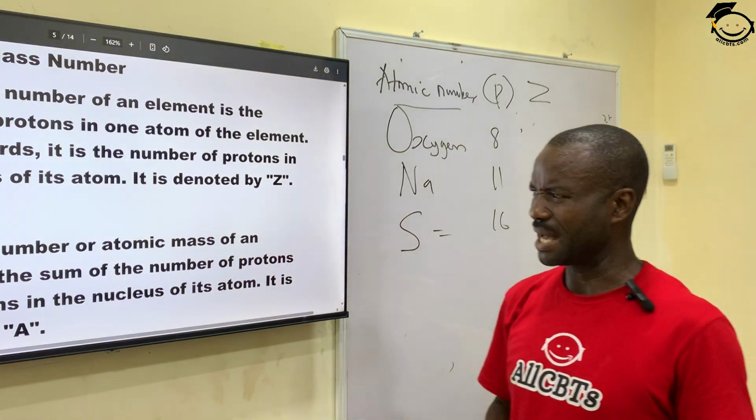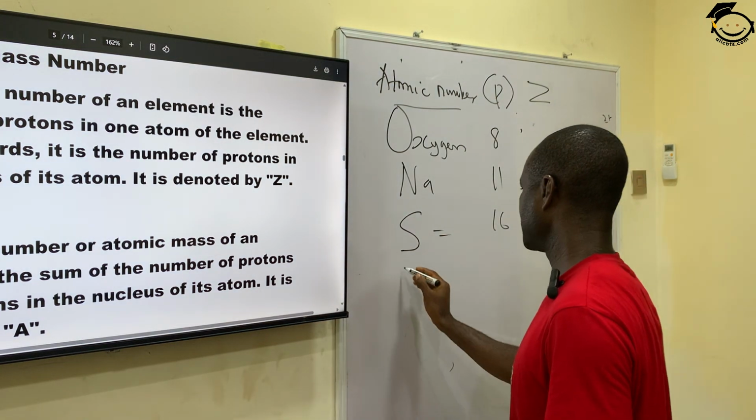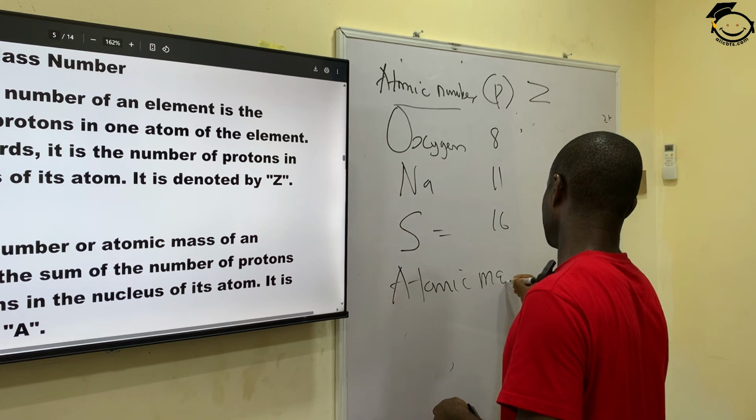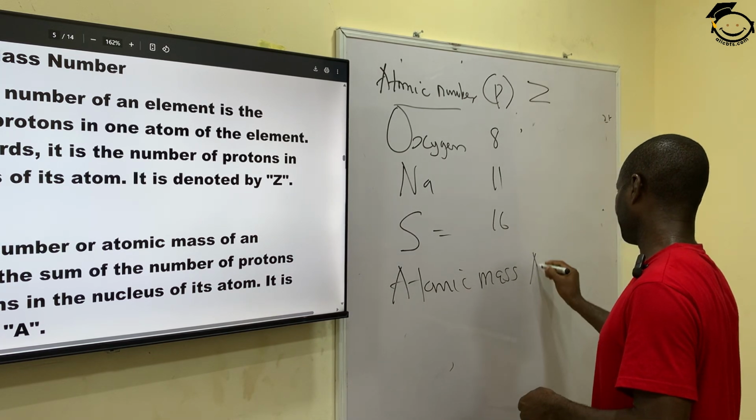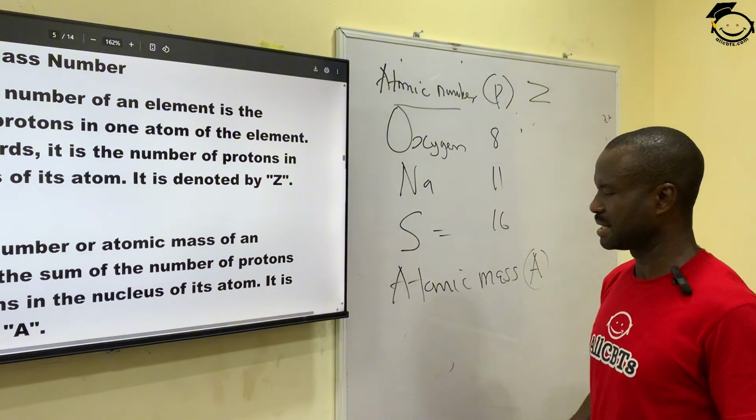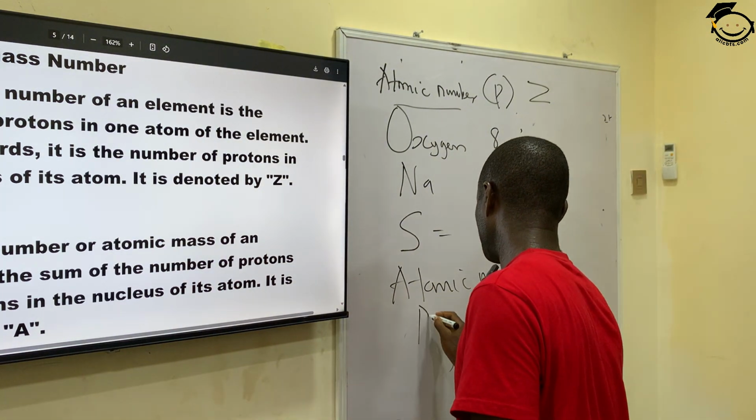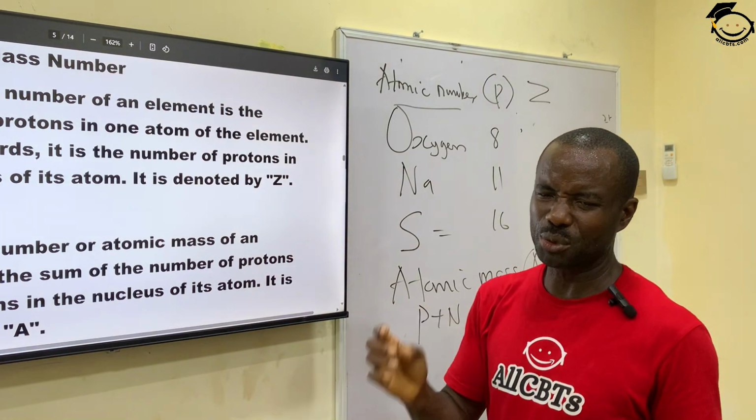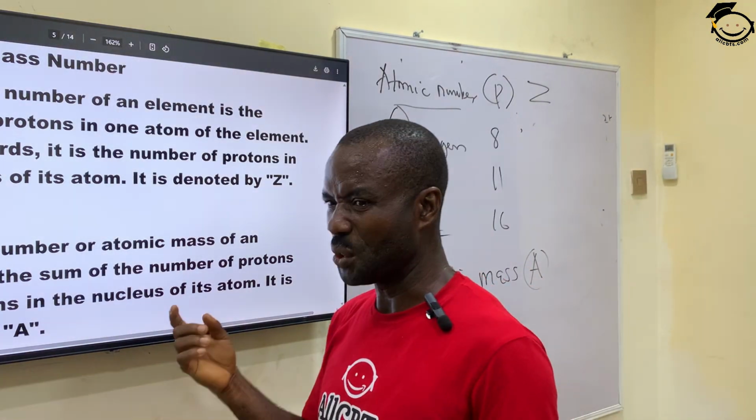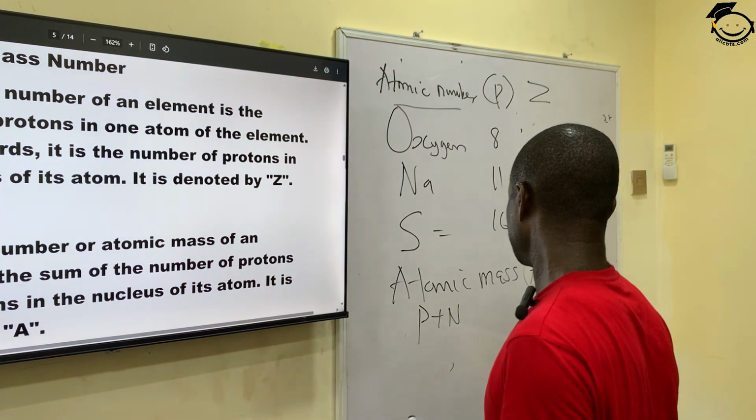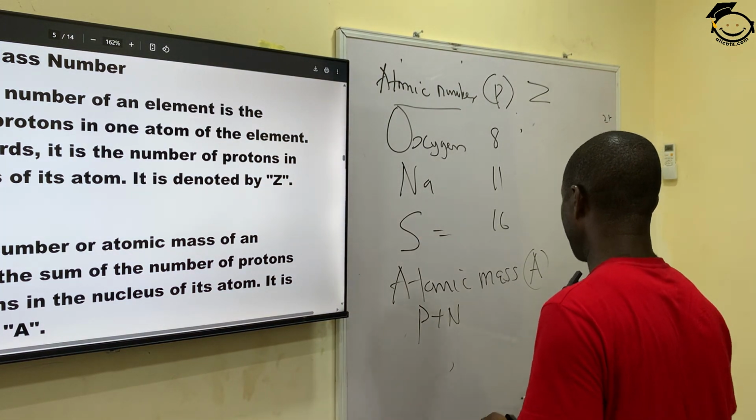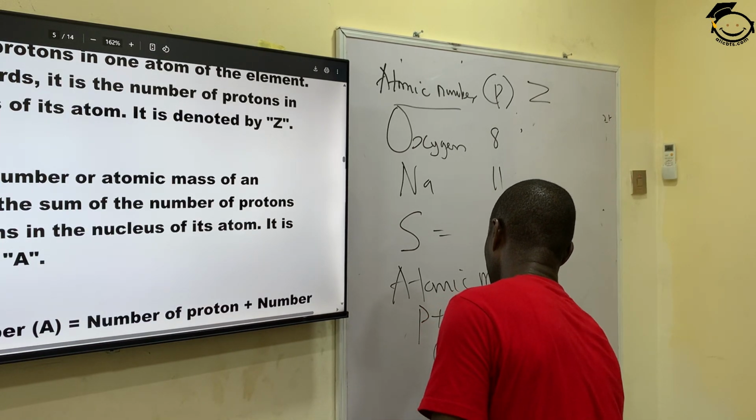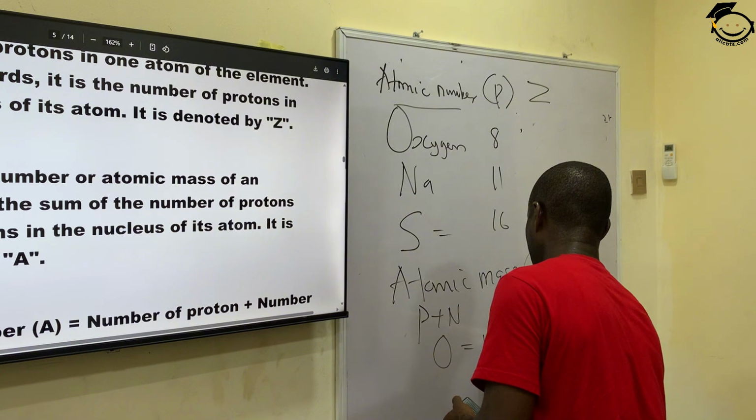What about the atomic mass? The atomic mass simply means the sum total. Atomic mass is denoted by the symbol A. This is the symbol for atomic mass. Atomic mass is the sum of the proton number plus the neutron number of an element. By the time you sum the proton number and the neutron number, you have what's called the atomic mass. Let's look at the example below. We have sulfur. Okay, let's see. Oxygen. We said oxygen has proton number.